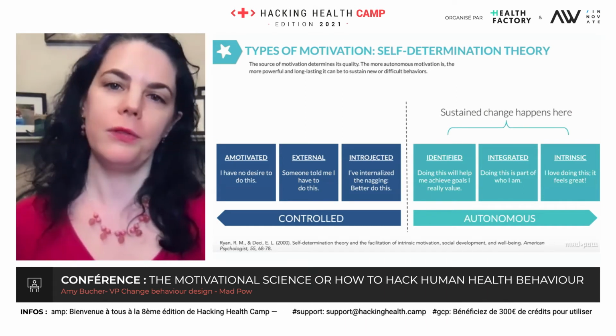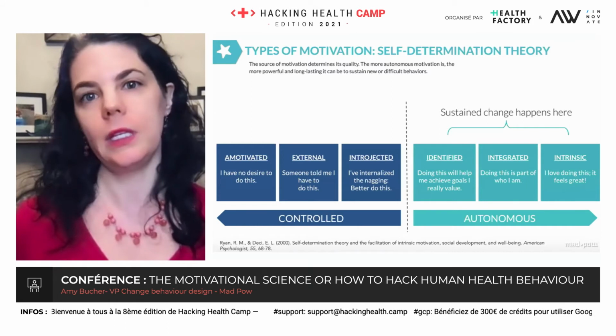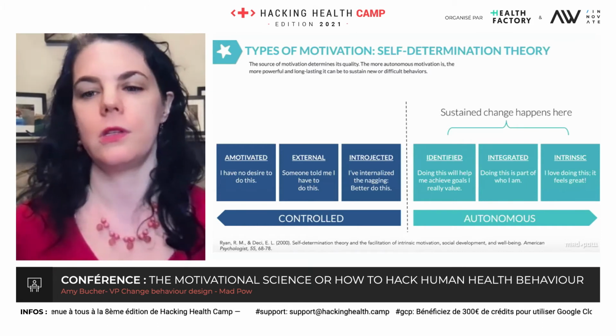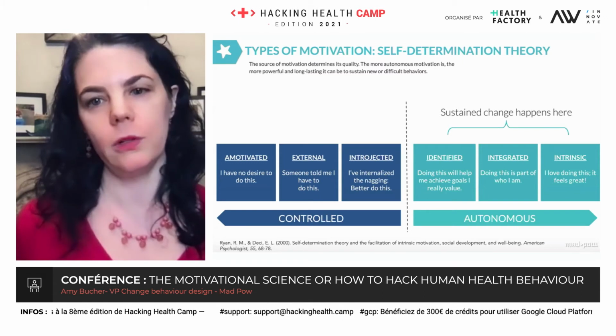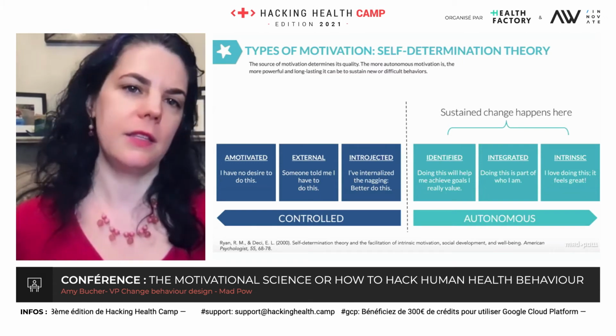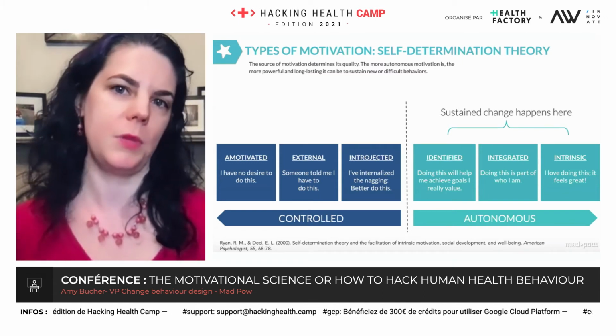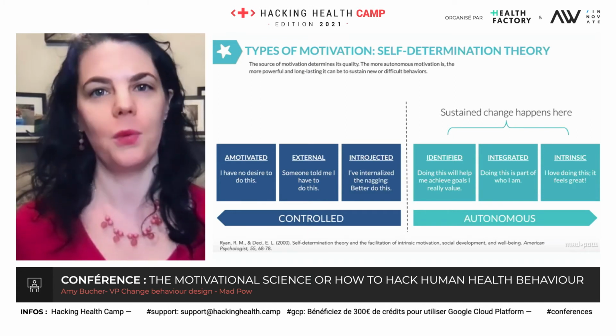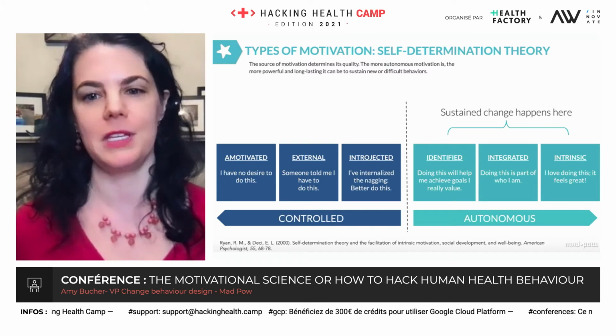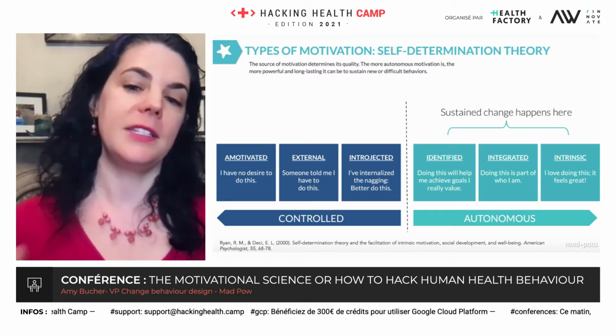The more powerful forms of motivation, the ones that we would really like to connect with our users, are called autonomous forms of motivation. And they're much more powerful over time because they connect to things that are already personally meaningful to people. So we don't have to do the work of creating reasons for change. What we're trying to do is connect to existing reasons. So we have identified motivation.